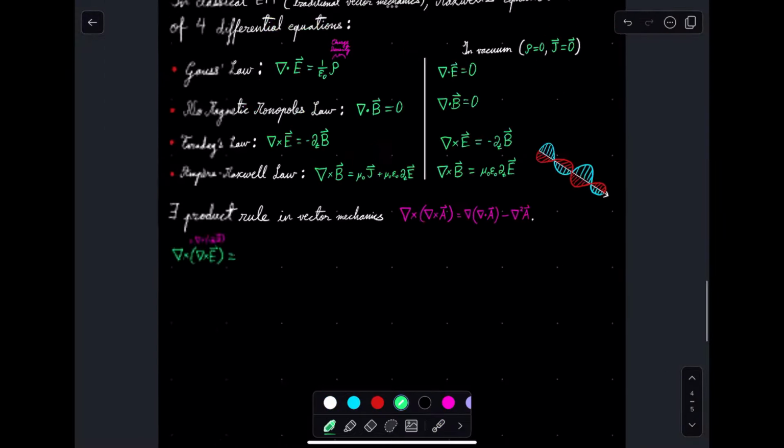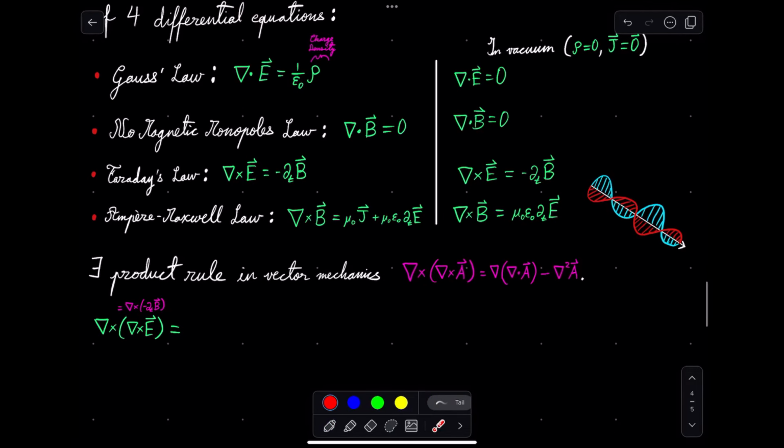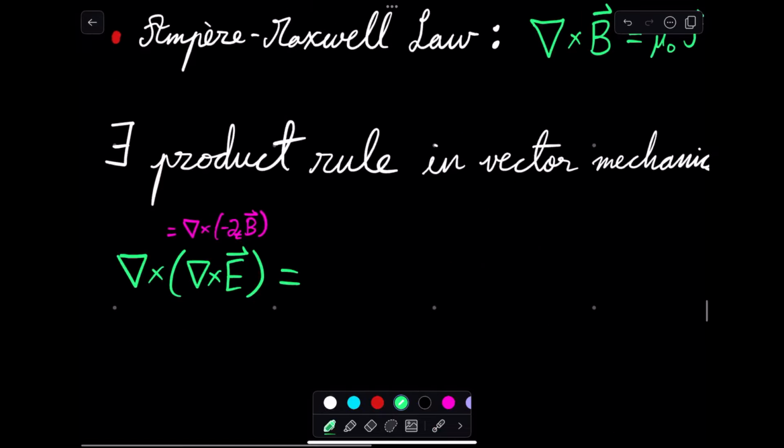Well, because we're dealing with a vacuum, the divergence of E is 0. So this term will be 0. So you end up only with this. You end up only with the negative Laplacian of the electric field. And that is equal to the curl of the negative time derivative of B.